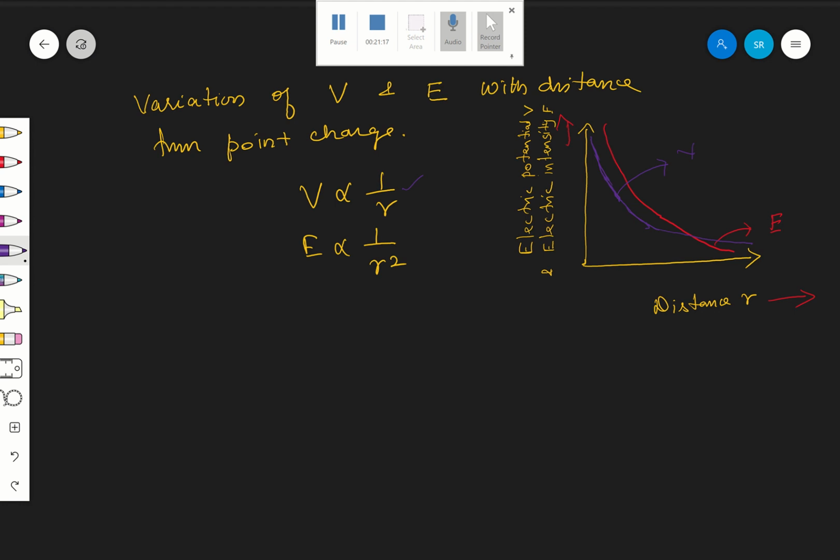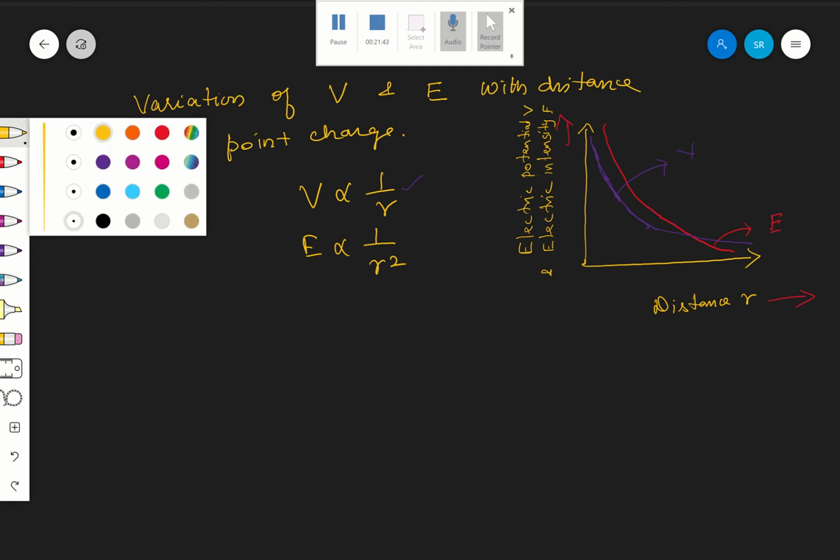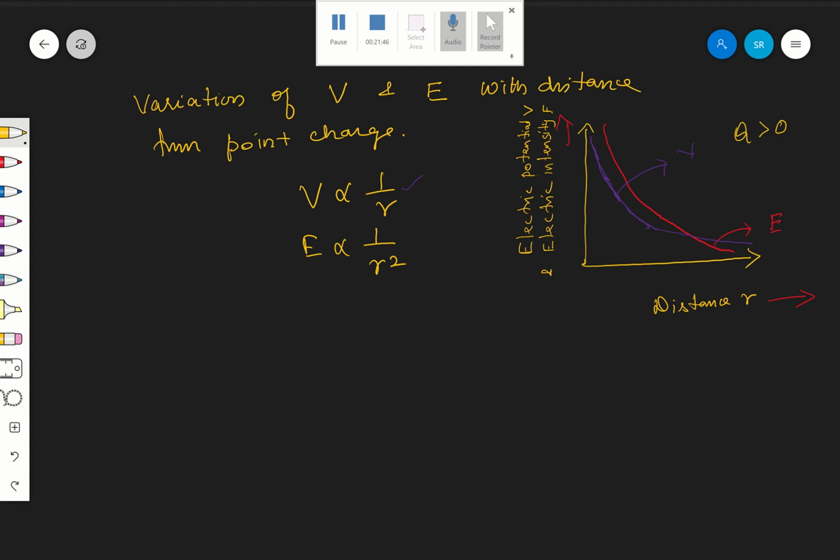This itself says that there is a rapid decrease in the variation of E with R, 1 by R square, when compared to V. So this is the variation. Here is my charge Q, and this is for Q more than 0, positive. And if Q is less than 0, how to plot? These things are important. What is that, V or E?